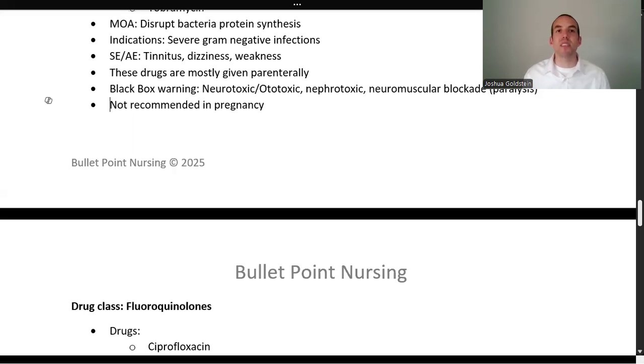These do have some side effects of tinnitus, so that's going to be, again, with the ears, and some dizziness and weakness. These drugs are mostly given via the IV route. And these do have a few black box warnings. They have a black box warning for neurotoxicity, ototoxicity, nephrotoxicity, and neuromuscular blockade. These medications are also not to be used in pregnancy, and these are pretty much never given as a first-line drug. These are always a backup option if other medications are not working.